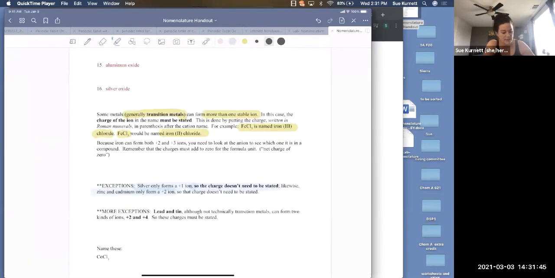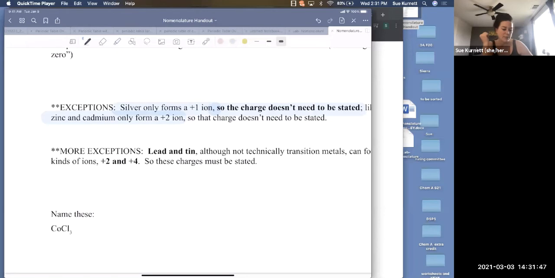You don't state that charge. So here, when I'm looking at this particular compound, the first thing I say is, is it an element or a compound? It's a compound, more than one capital. Is it ionic or covalent? It's ionic because cobalt is a metal. And then we look on the periodic table. Where is cobalt? It's in the unknown zone. So for cobalt, we're going to have to state the charge.